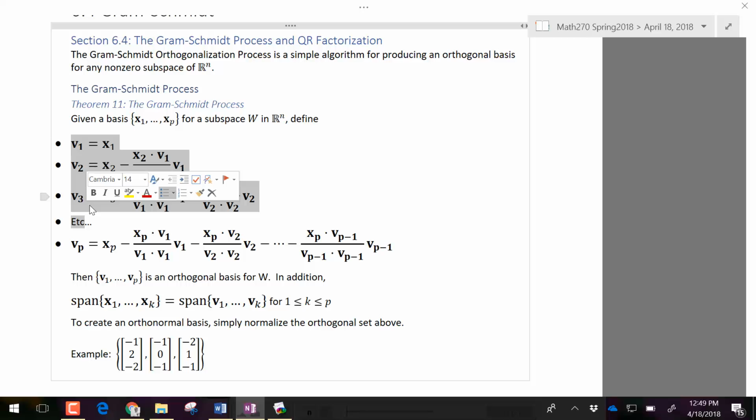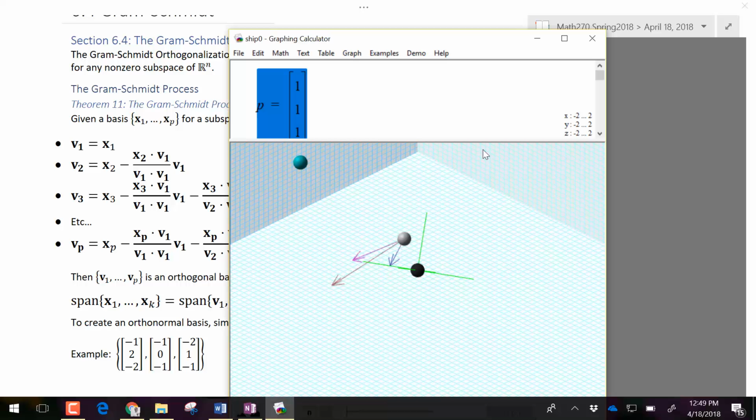Just, yeah, renaming a vector. Oh, yeah, yeah. Yes, yes.